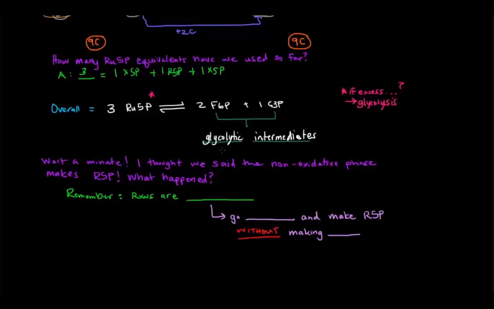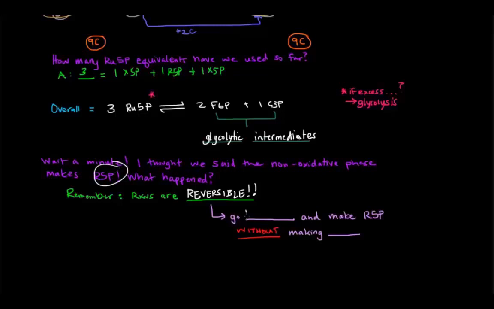Okay, but this is kind of weird. Wait a minute. I thought we said in the previous video that the non-oxidative phase makes R5P when NADPH is not needed. What happened? Why did we create F6P and G3P? That doesn't make any sense. Remember, the reactions are reversible. That's what's important here. So basically, if we have F6P and G3P, we can go backwards and create a bunch of RU5P and R5P, and we can make a bunch of this. Okay, so we can go the other way.